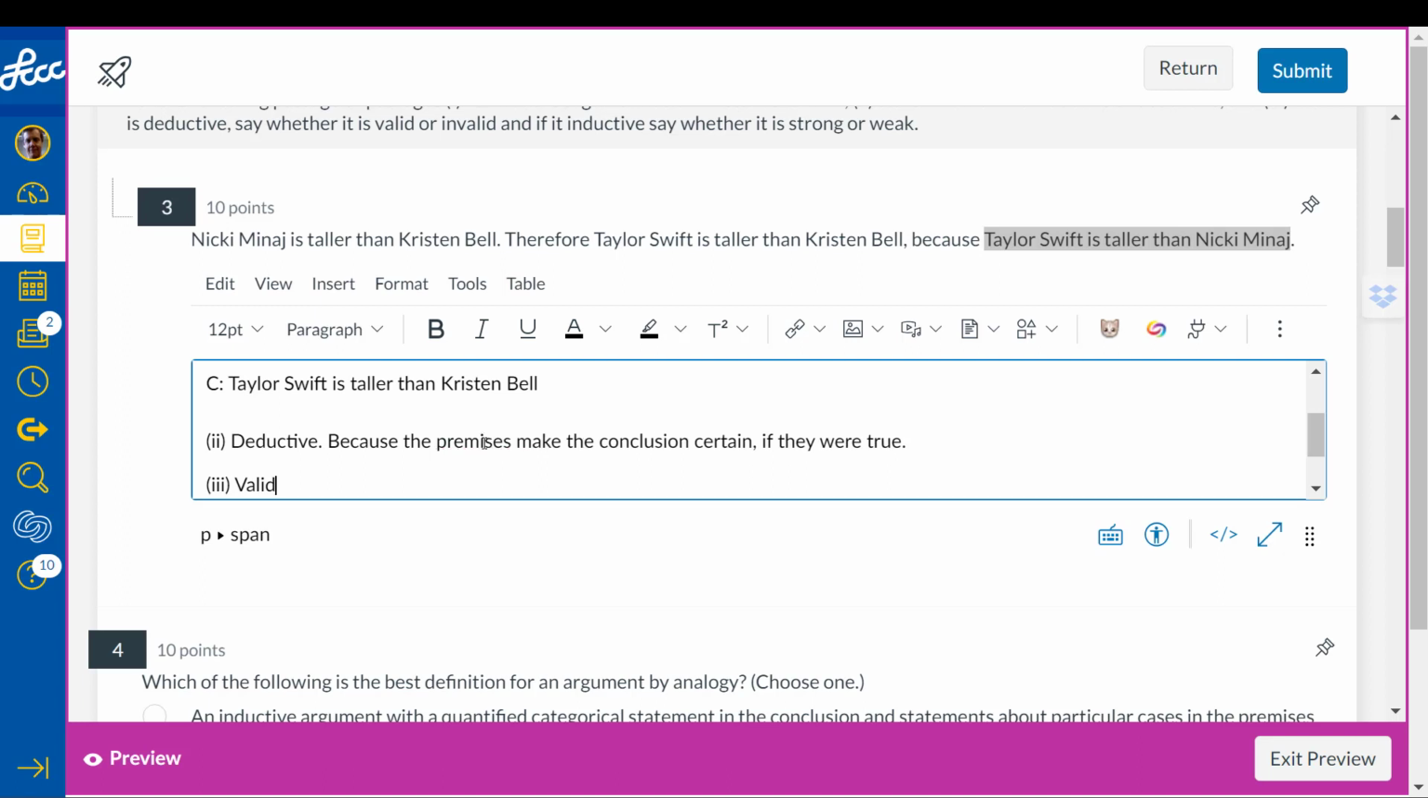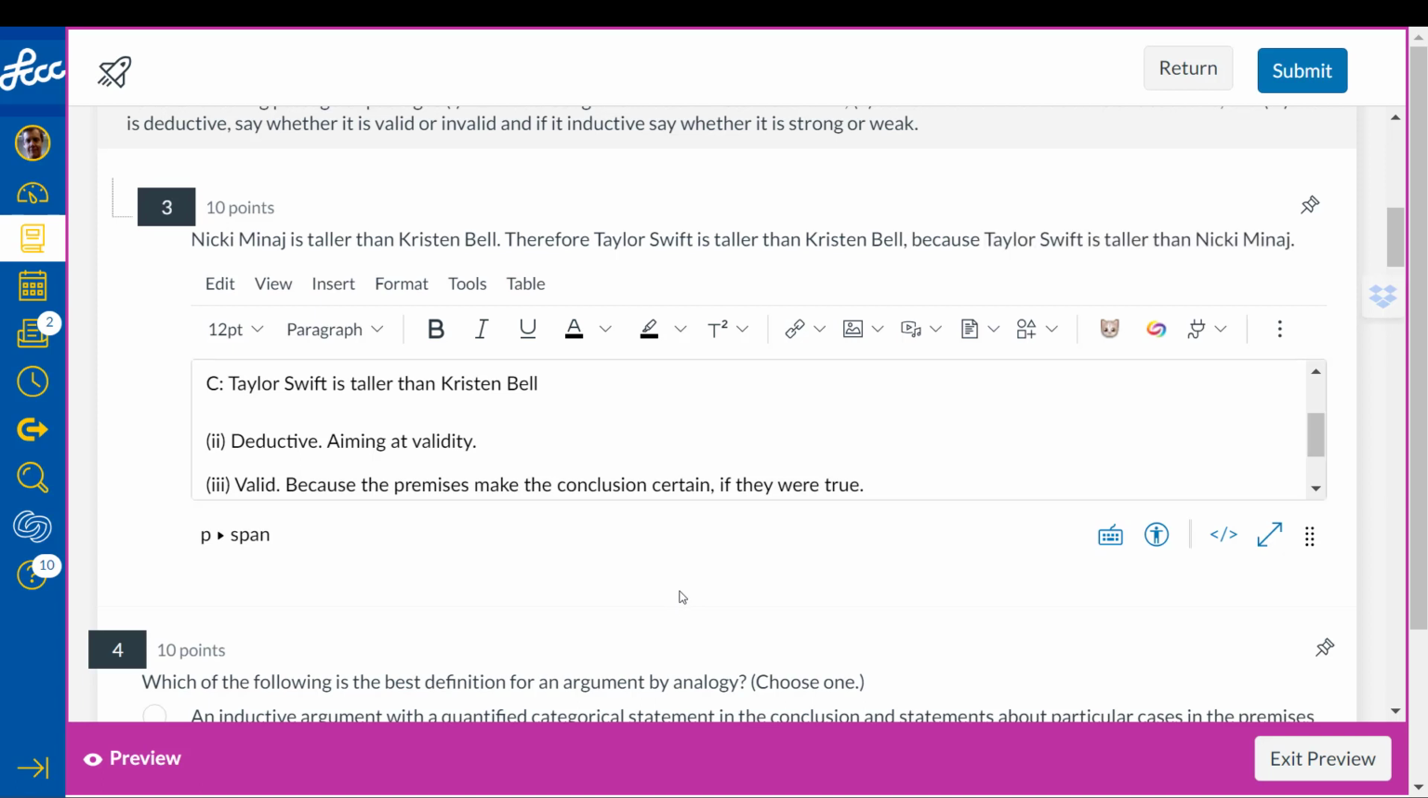And it's valid. Actually, let's do it like this. It's valid because the premises make the conclusion certain if they were true, and it's deductive because it's aiming at validity, and in fact, succeeding at validity. Valid, I-T-Y.